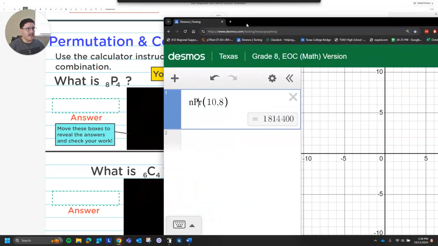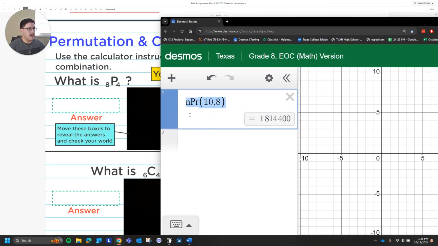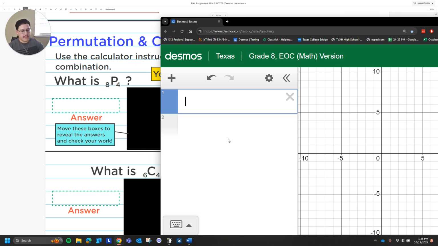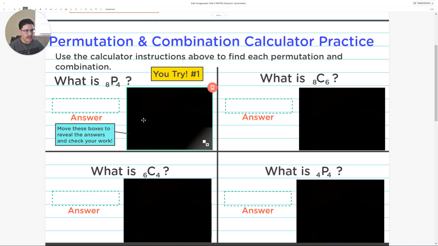So starting with Desmos, 8 permutation 4, we need to first type in nPr, parentheses, and then you always want to do the pool first, which is the number on the left. That's 8, the n value, comma, the r value, which is to the right of the P, 4. Close your parentheses, and there, you'll have your answer, 1,680.